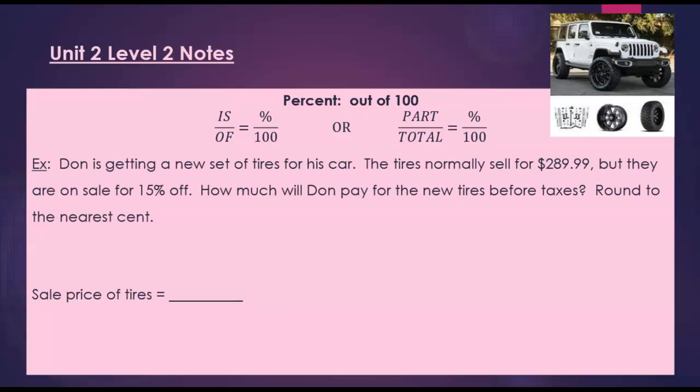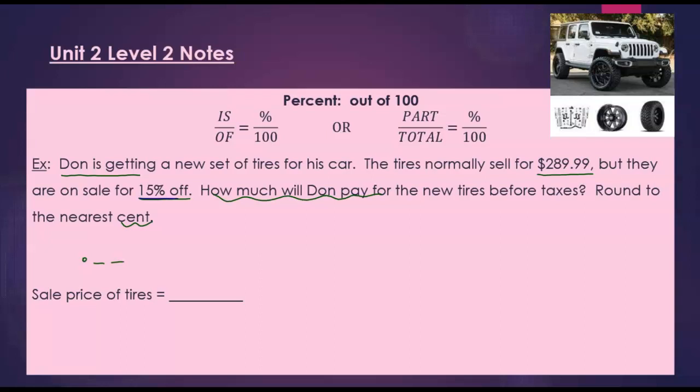Our last example is where Don is getting a new set of tires for his car. The tires normally sell for $289.99, but they are on sale for 15% off. How much will Don pay for the new tires before taxes? So I want to know the total that he's going to pay before we add on taxes. And we're going to round to the nearest cent, which is the hundredths.